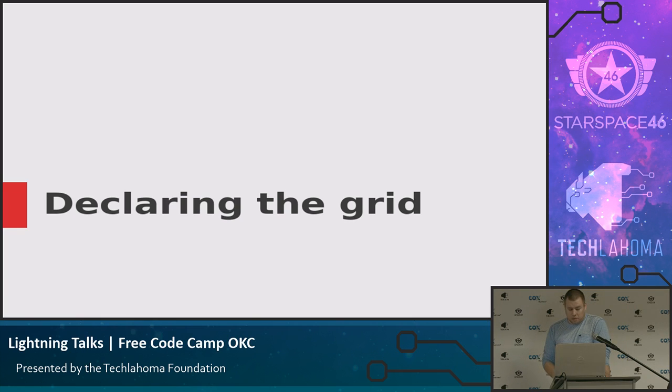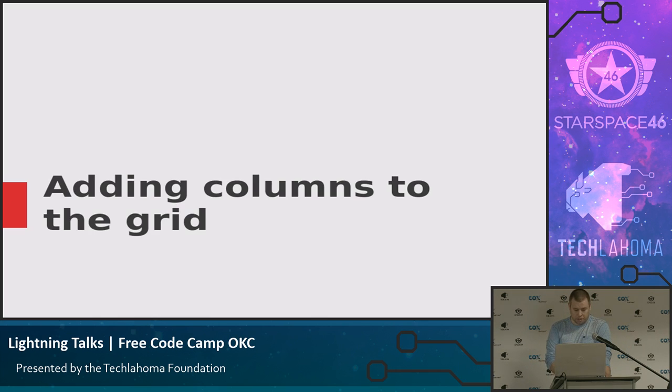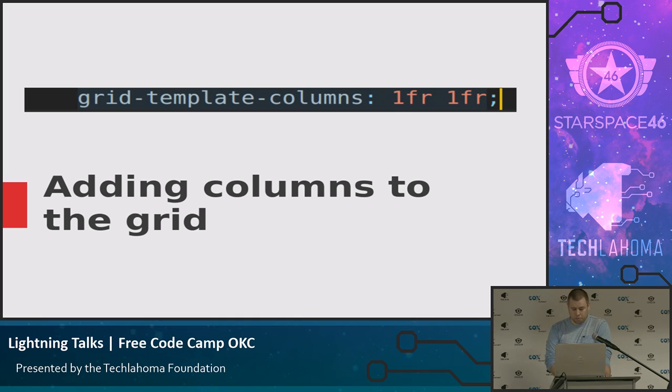So to declare the grid, you do the same thing as you do with Flexbox or declaring block. You just say on your container, display: grid. That's all you need to do. And nothing's going to change when you first do that, unlike Flexbox where it might flex things across. Nothing changes at first.